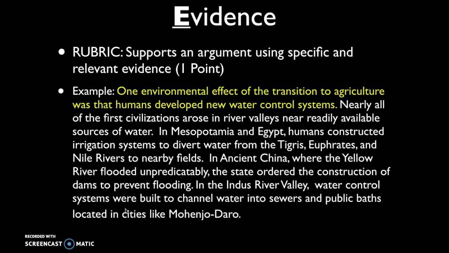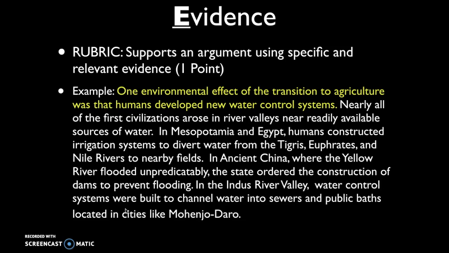Your topic sentence here is, one environmental effect of the transition to agriculture was that humans developed new water control systems. Now notice the difference between my last topic sentence, which was specifically about irrigation. Now I've broadened the scope of my claim by framing it as new water control systems rather than just the more narrow claim of irrigation. Now notice what I can do now with the evidence.